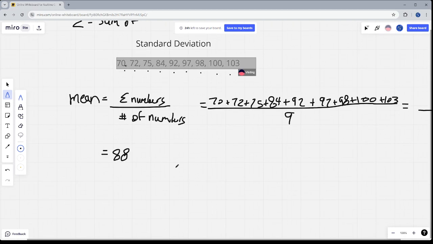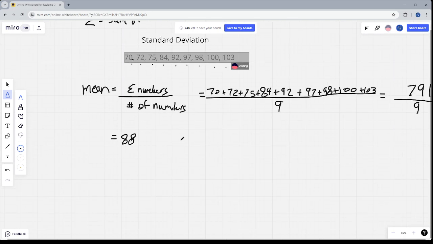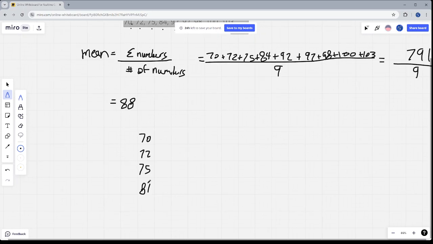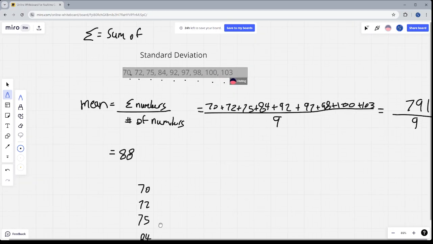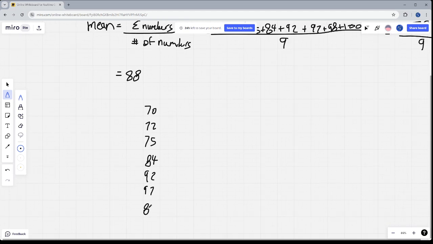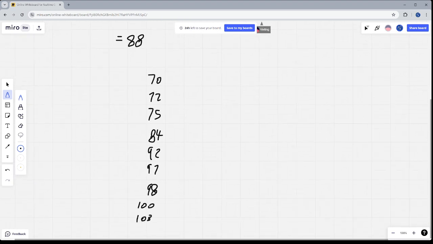Alright, and then now we have our mean. We can calculate our standard deviation. So the way we want to do that is we make a chart, right? So we'll put in our numbers, 70, 72, 75, 84, 92, 97, 98, 100, and 103.